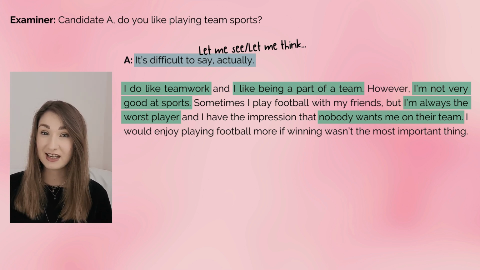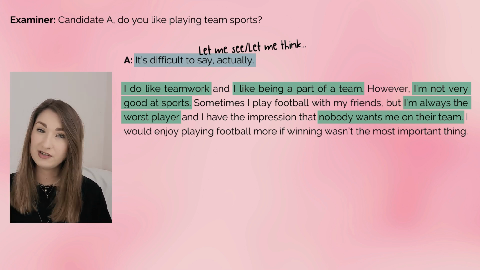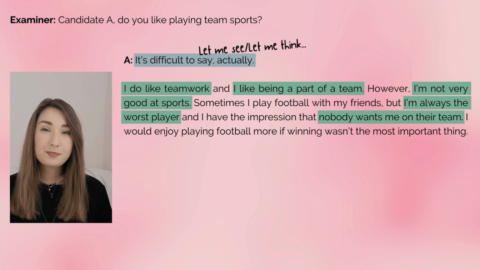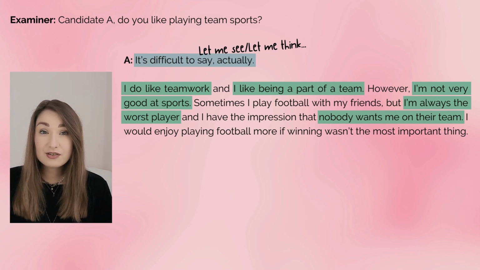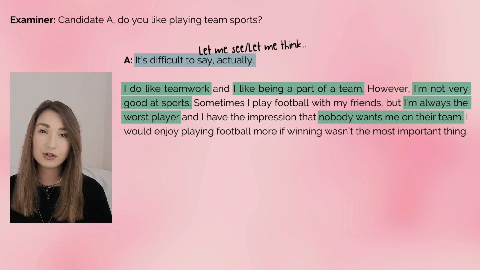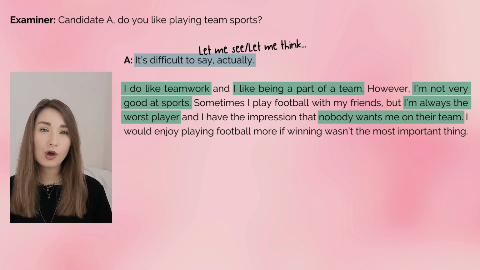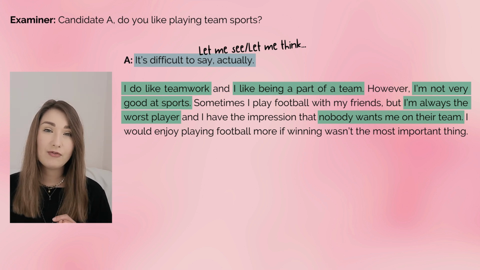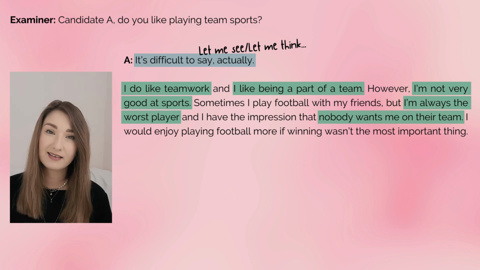As you can see, saying either yes or no isn't the only option. It's perfectly fine to say that you don't know if you like this thing, that you don't know what you would choose, you don't know what you prefer. But if that's the case, remember that you also have to say why you think this way.